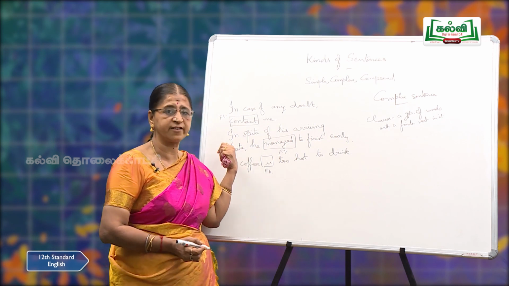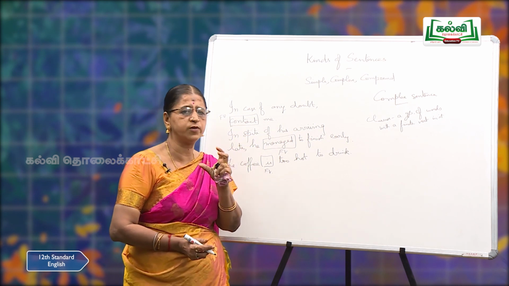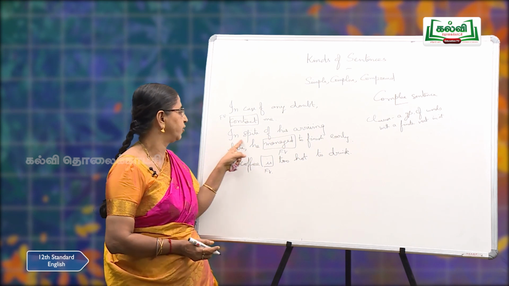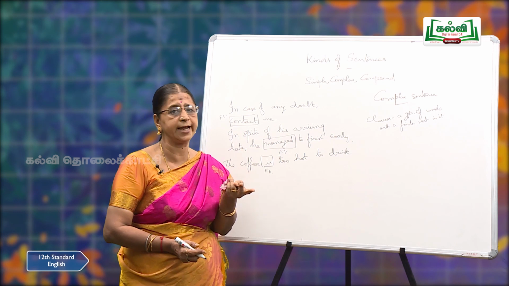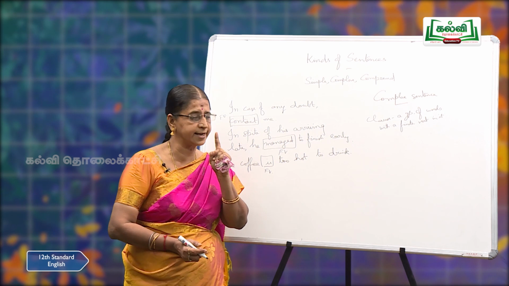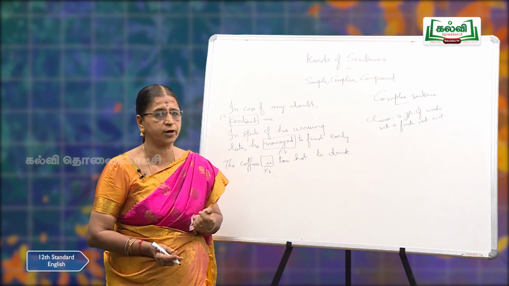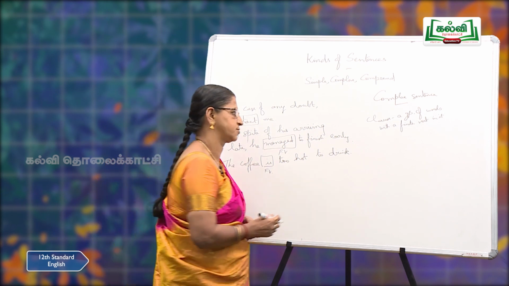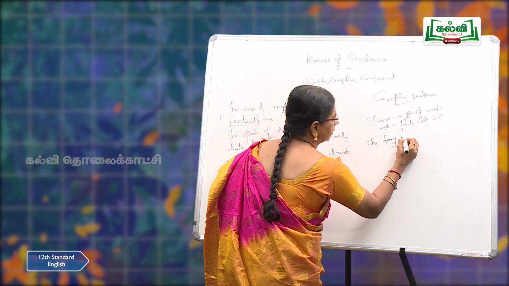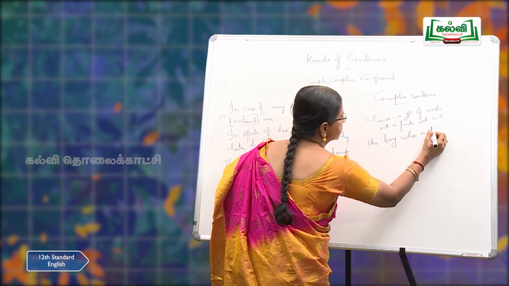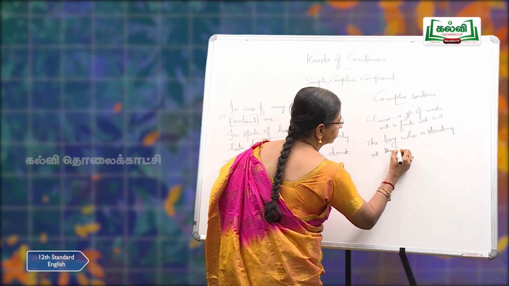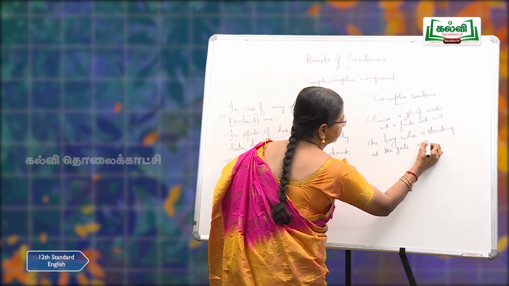Now, in the simple sentence, we discussed phrases. What is a phrase? A group of words without a finite verb in it, and it does not give you complete sense. For example, if I stop with in spite of, you do not get complete meaning. So, a complex sentence, once again I tell you, contains only one main clause and any number of subordinate clauses. Now, what do you mean by main clause? Now, look at the sentence. The boy who is standing at the gate is my brother.